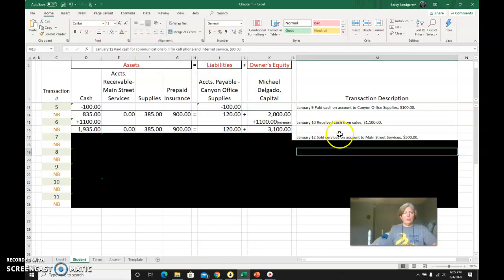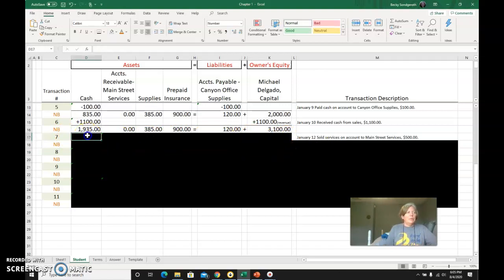And it is on January 12th. And I sold services on account to Main Street, $500. So rather than going account by account, well, I can do it on this one. I maybe won't on some of the later ones. So did anything happen to cash? I don't see anywhere where it says cash. I didn't receive cash or pay cash. So nothing happened to it.